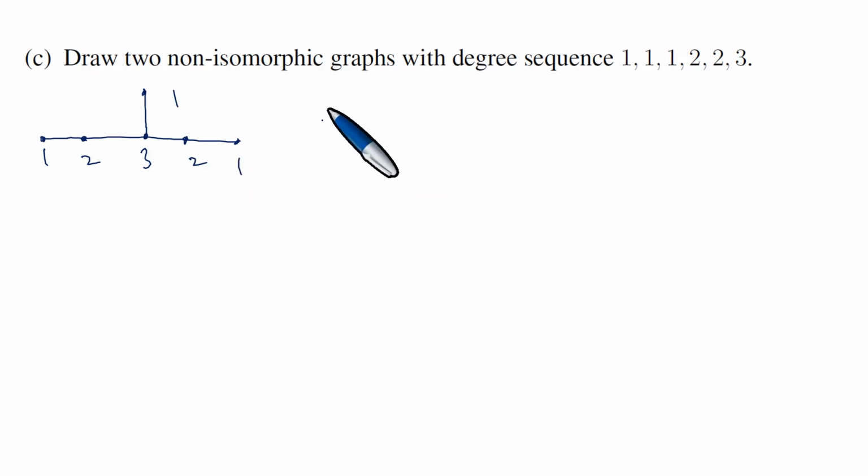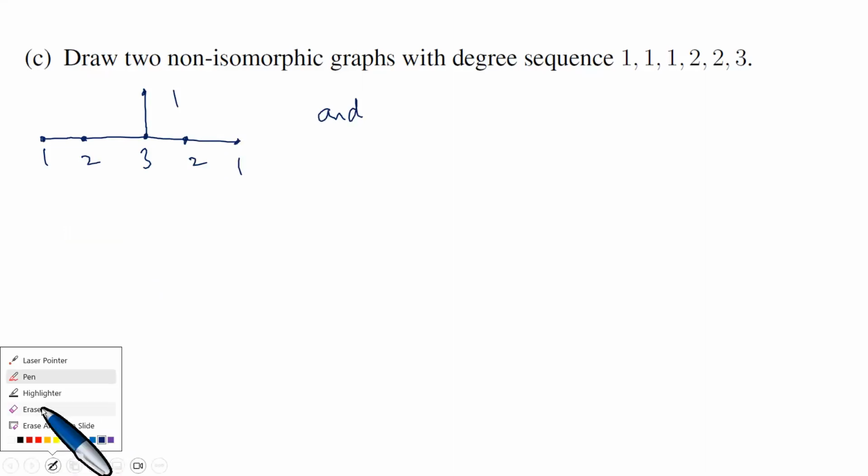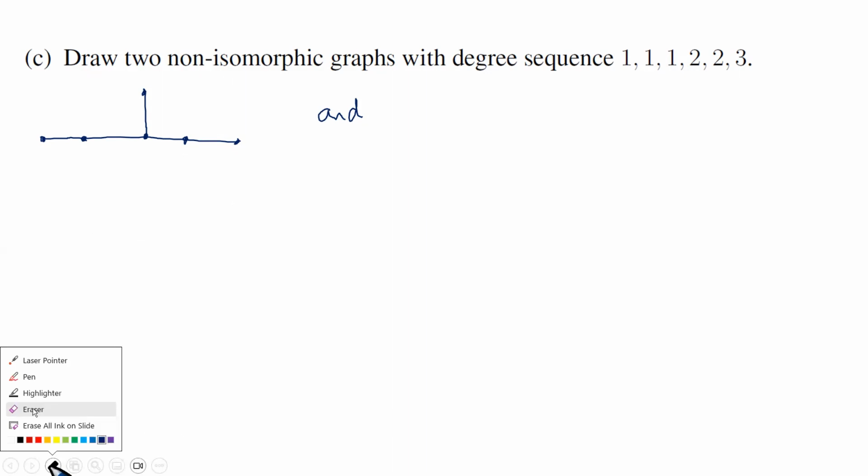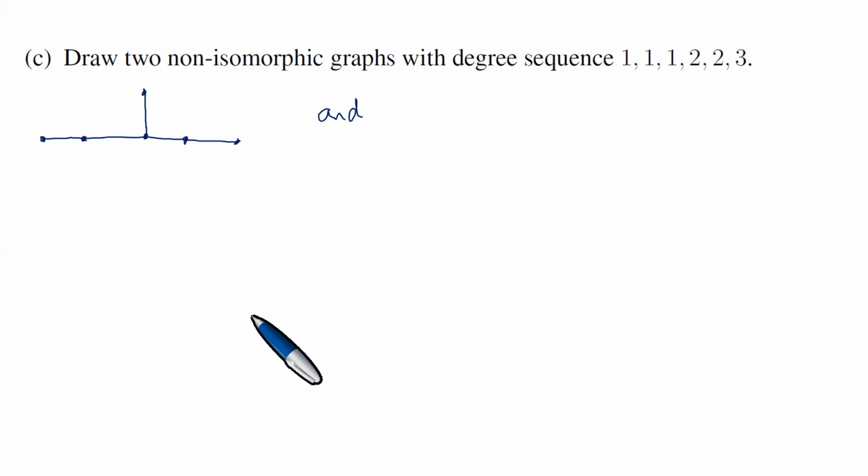Okay, we need to avoid labeling these degrees. Why do we avoid it? Because normally the labels have meaning. They mean the vertices themselves. So if we put numbers here, they mean it's vertex one. It doesn't mean it's actually the degree. So we don't write degrees like that. Now, here's another one.